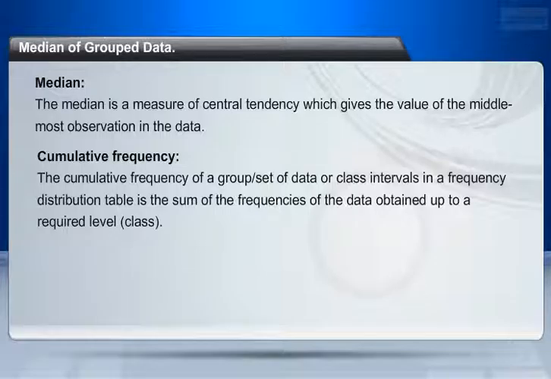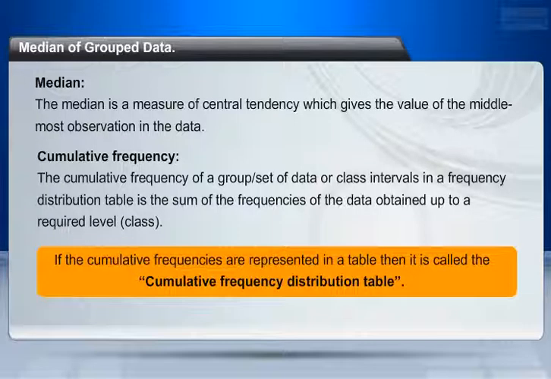Cumulative frequency. The cumulative frequency of a group, or set of data, or class intervals, in a frequency distribution table, is the sum of the frequencies of the data obtained, up to a required level, or class. If the cumulative frequencies are represented in a table, then it is called the cumulative frequency distribution table.